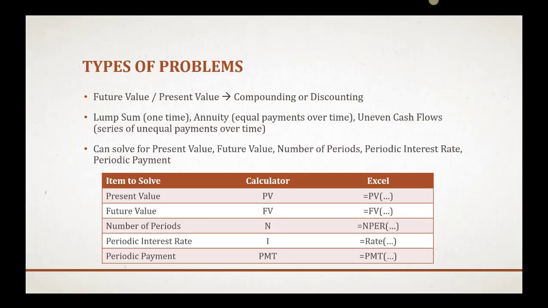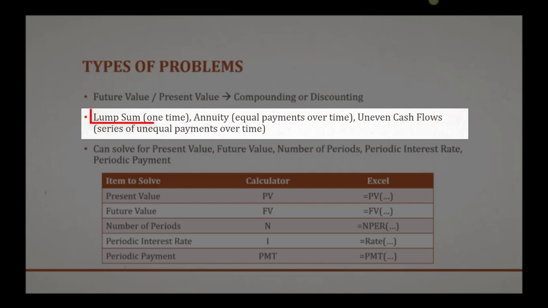There are a few different types of cash flows that we can deal with as well. One kind of cash flow is a lump sum. That simply refers to a one-time cash flow that we would be either discounting or compounding, either finding the present value or the future value. Another kind of cash flow is an annuity, which is a series of equal payments that occur at equal intervals over a period of time. So we can again find the future value or the present value of those things.